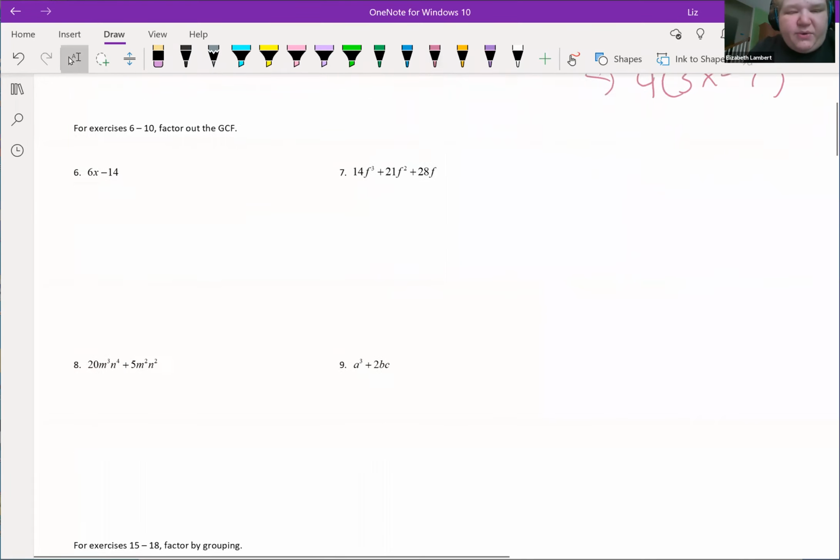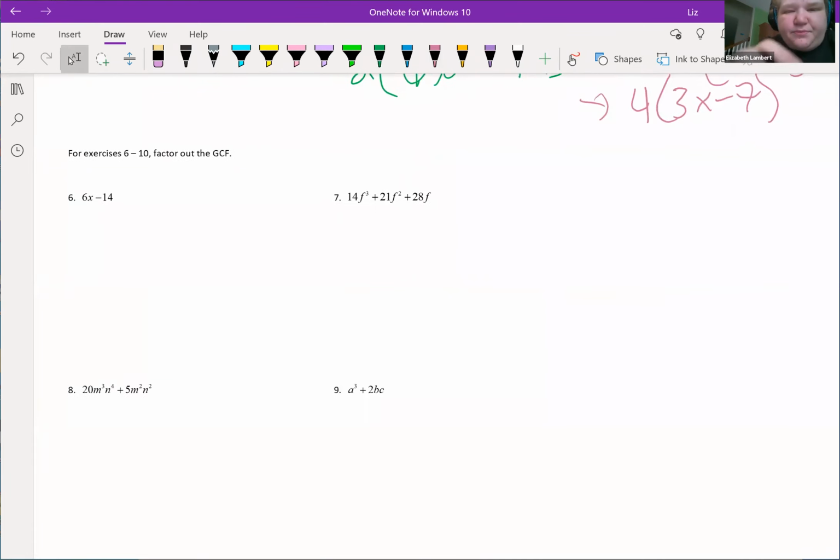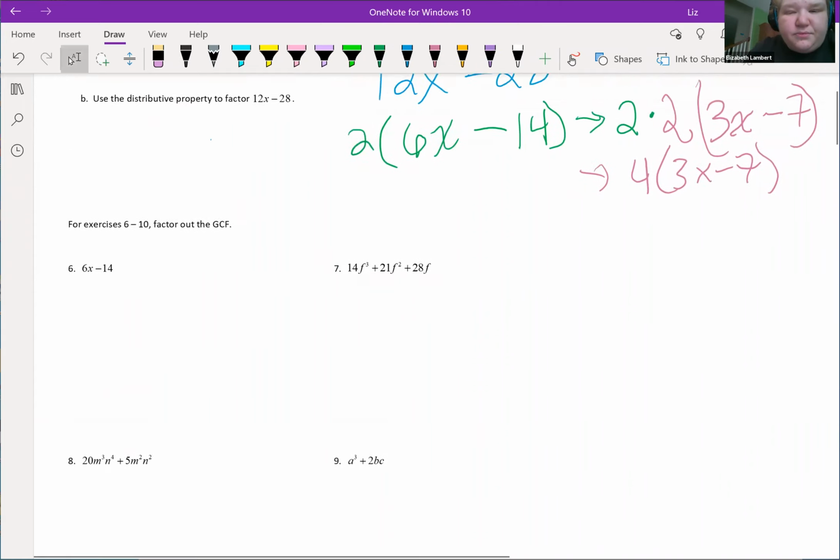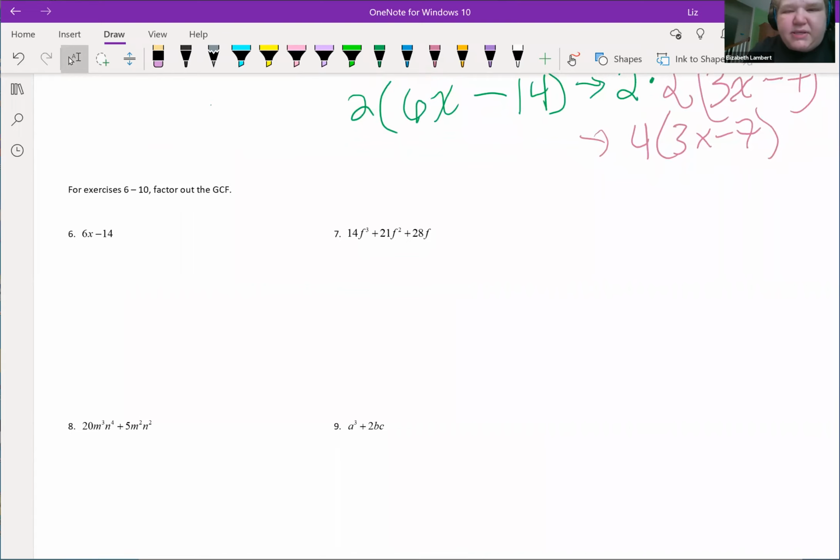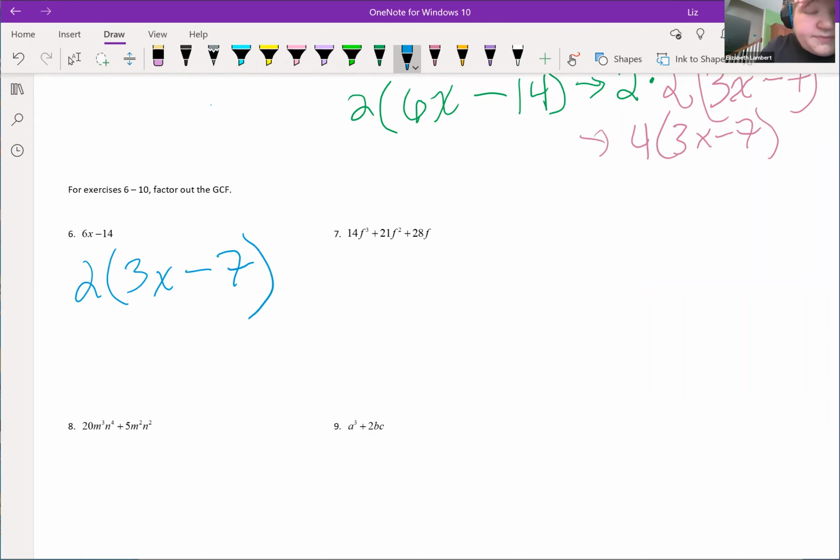All right, so we got a few examples down here. We just did 6x minus 14. But yeah, they're both even. So pull out a 2, 3x minus 7. All right, 7 here has got a lot more going on, more interesting.